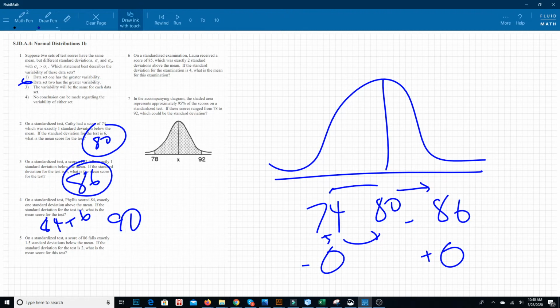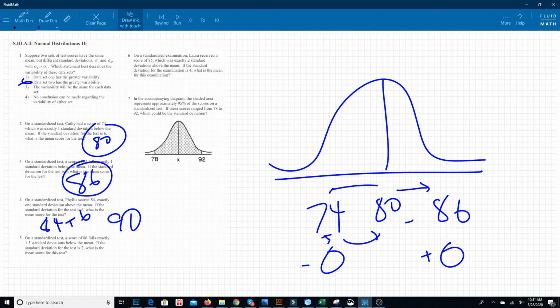Next one says, on a standardized test, a score of 86 falls exactly 1.5 standard deviations below the mean. It's halfway between 1 and 2, right? If the standard deviation for the test is 2, what is the mean score for this test? So in other words, you normally go 2, but 1.5 is giving you 86.